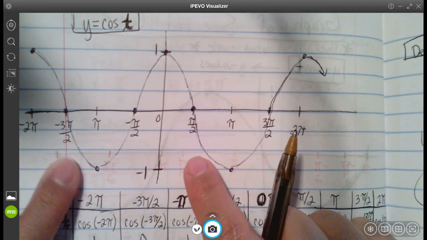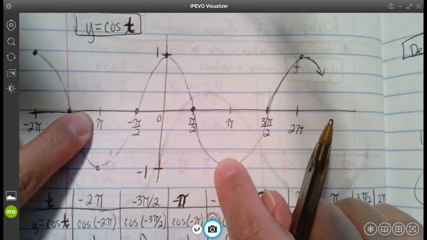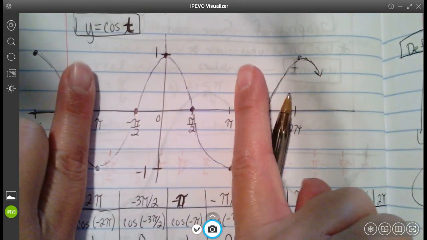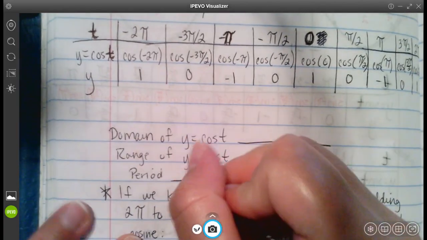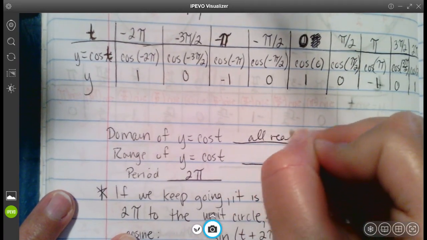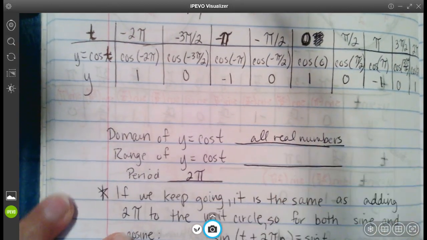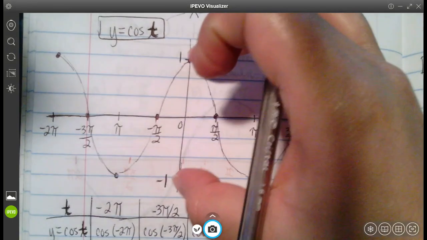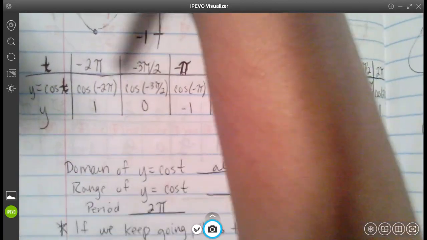You can see that, for instance, if we start here at pi, it's going to go up, down, all the way to here, and then it repeats. So between these two numbers, you have the repeated pattern. Just like the one before, the period for this one is going to be 2 pi. The domain is also all real numbers because it's going to go on forever, left and right. The range is also between -1 and 1, so -1, comma 1, with brackets, just like the one before.